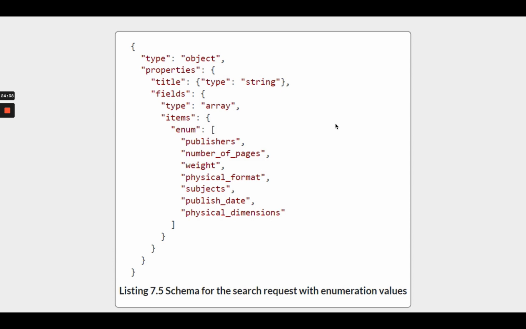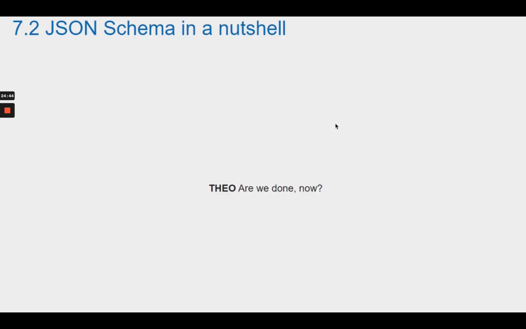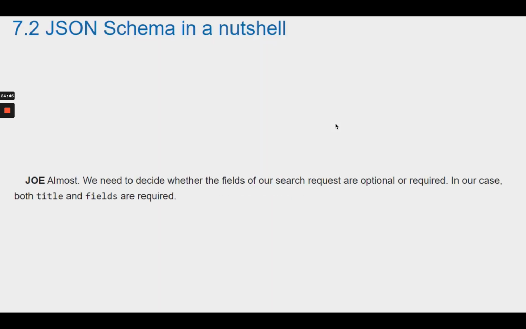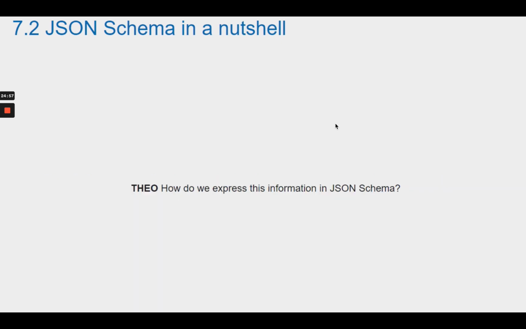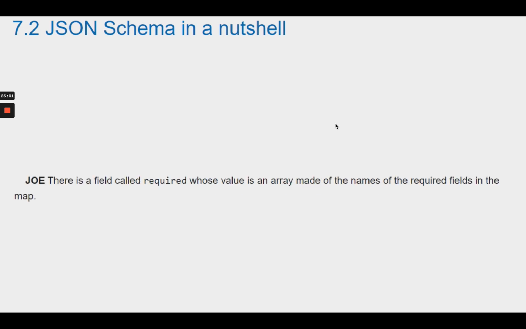Once again, Theo turns to the whiteboard. He replaces the dots with the information Joe requests. Theo: Are we done now? Joe: Almost. We need to decide whether the fields of our search request are optional or required. In our case, both title and fields are required. Theo: How do we express this information in JSON schema? Joe: There is a field called required, whose value is an array made of the names of the required fields in the map.